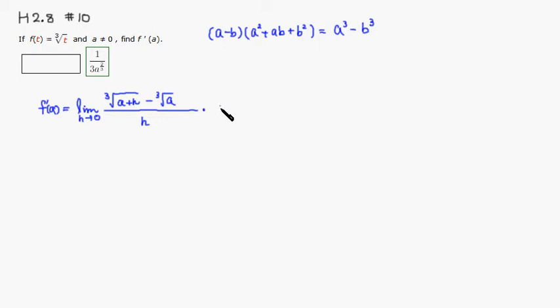So I'm going to multiply top and bottom by quantity a squared, so it's going to be a cube root of a plus h squared, plus cube root of a plus h times cube root of a, plus cube root of a squared. Right? So that's basically I'm doing this part right here.